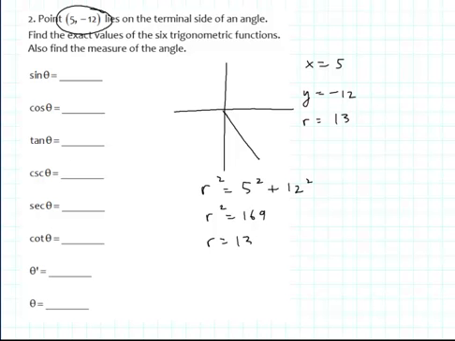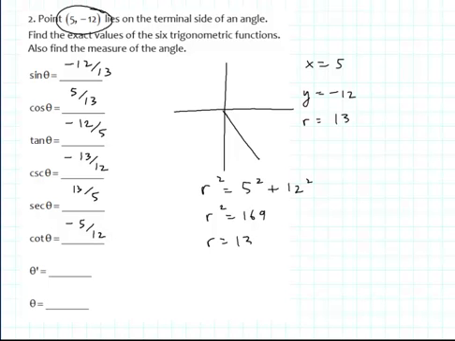Sine is y on r. Cosine is x on r. Tangent is y on x. These are the reciprocals. Flip sine. Flip cosine. Flip tangent.